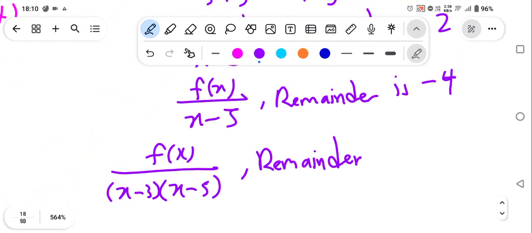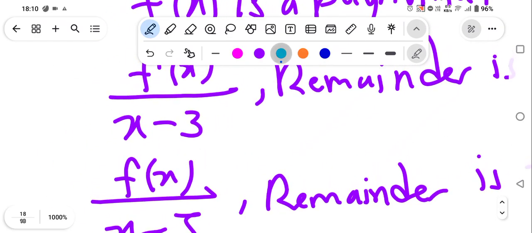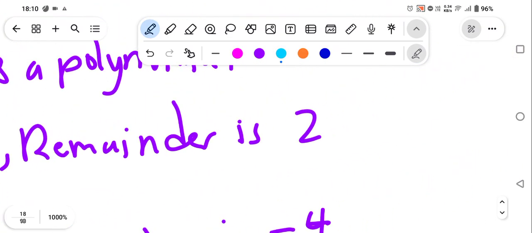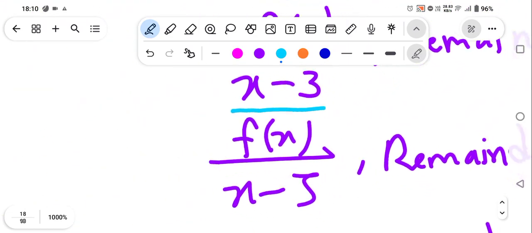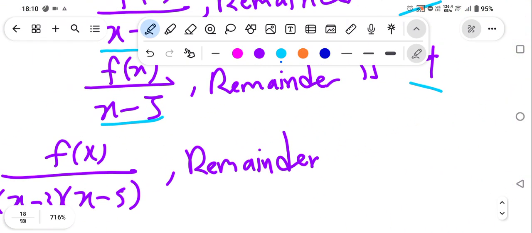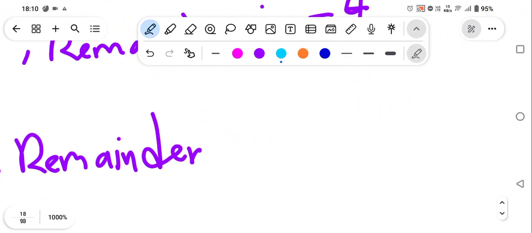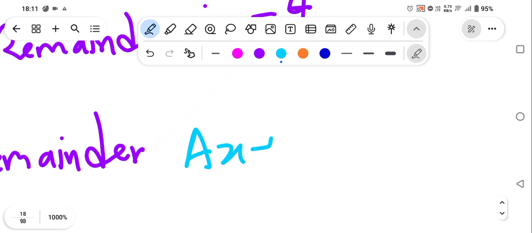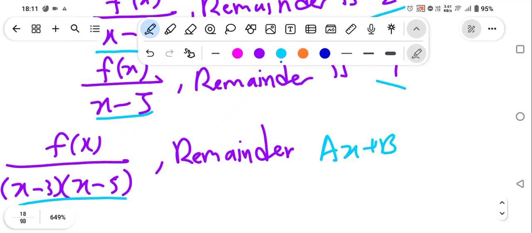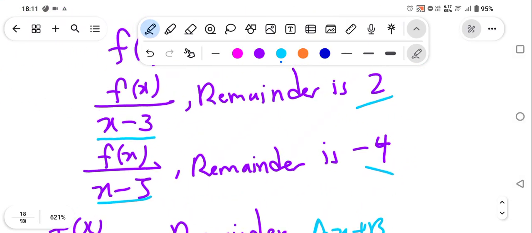As you can see, when we divide something by a linear, the remainder is constant. If we divide by a quadratic, the remainder will be linear. So this is a very huge hint we just did. Now I'm going to show you how to do this question.